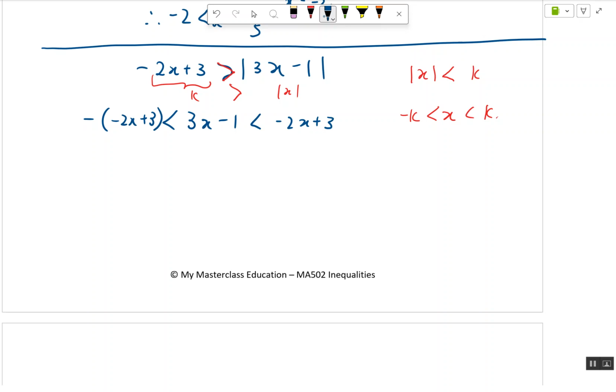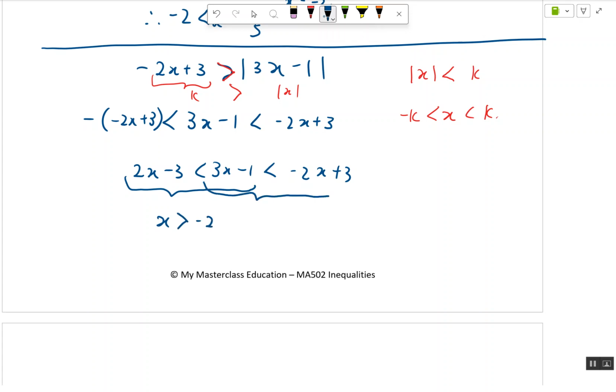Okay, the negative one. So I'm going to open up. I will have 2x minus 3, 3x minus 1, a negative 2x plus 3. Do a simultaneous inequality. So take this side and work it out, you are going to get x is greater than negative 2. And then if you take this side and work it out, you are going to get x less than 4 over 5.